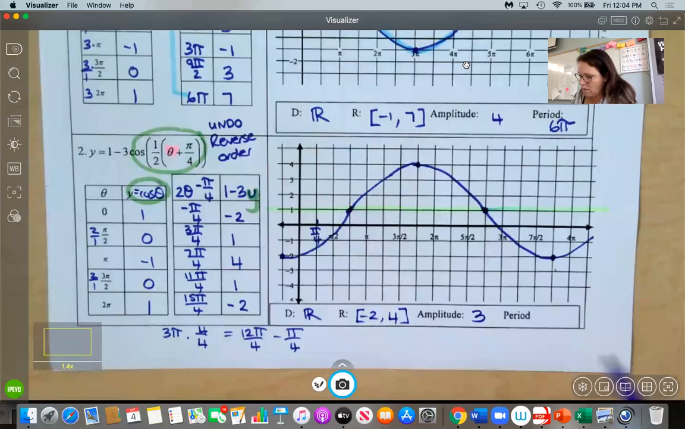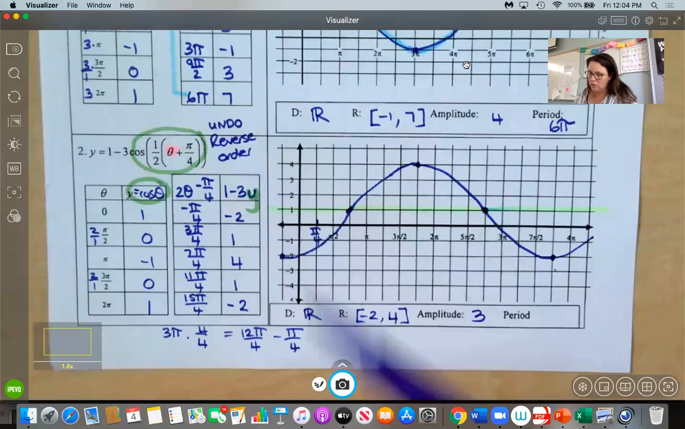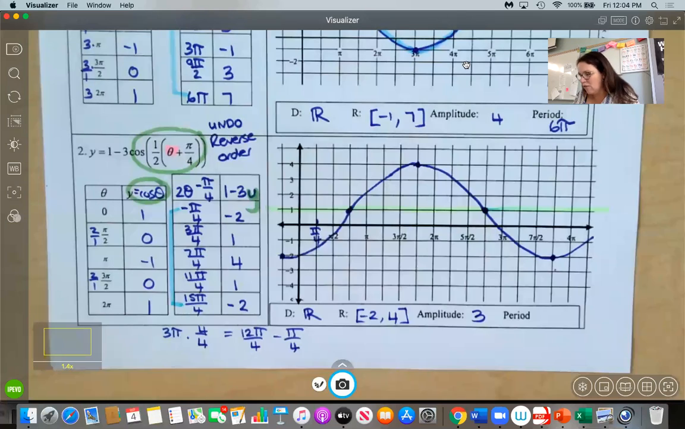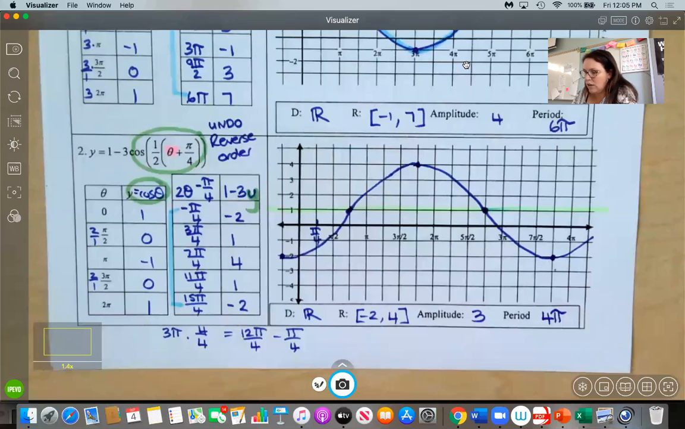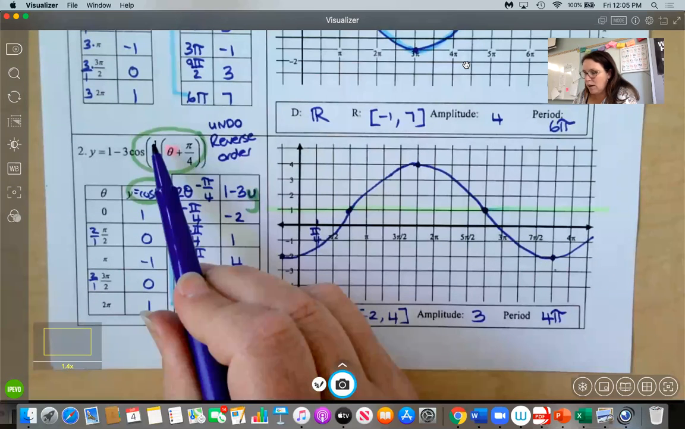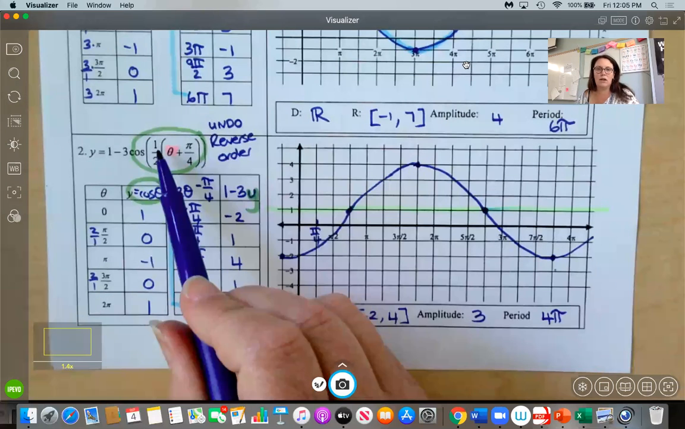And 1 period is going from -π/4 to 15π/4. So if you think about that distance, starting at -π/4 and adding π/4 to 15π/4, that would be 16π/4, and that's going to be 4π. You could also get that by looking at the number that's in the front here. If you take 2π divided by 1/2, it's the same as 2π times 2. That's going to give you your period of 4π.